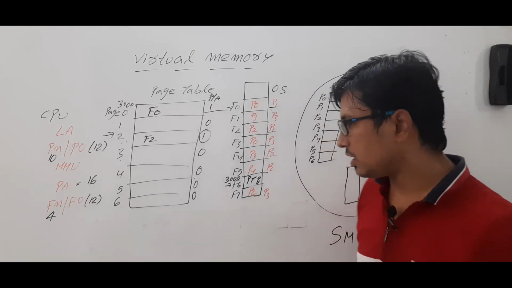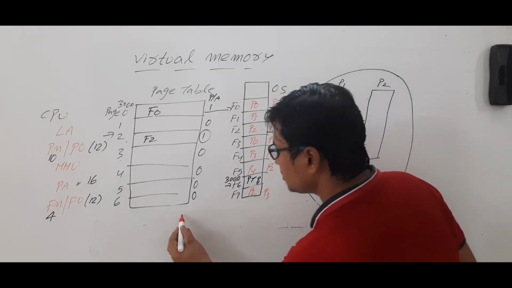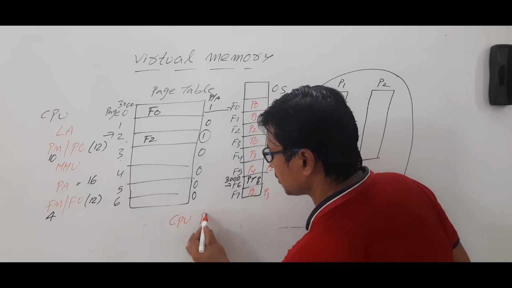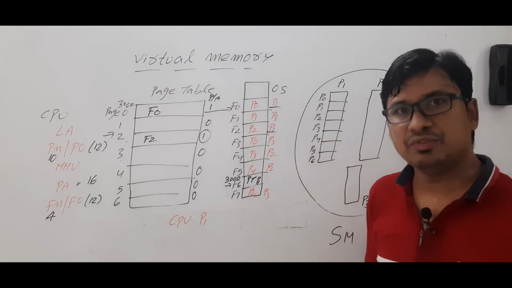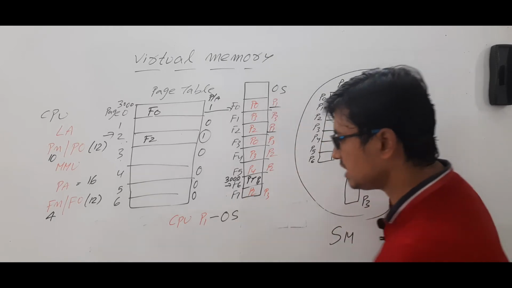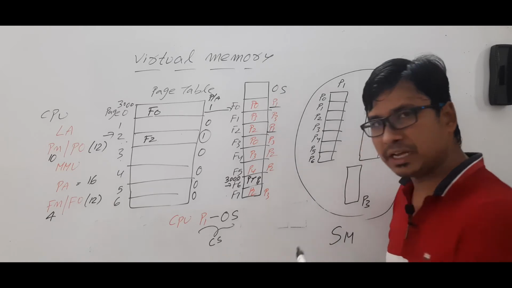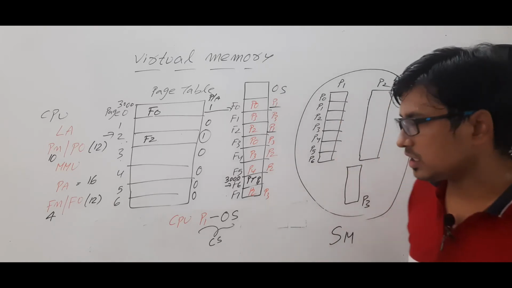Whenever a page fault occurs, a trap signal will be generated, which is nothing but an interrupt. The CPU is currently executing the process P1. Whenever a page fault occurs, the operating system will take control. So there is a context switching. Process P1 was running, and now the operating system has taken control.